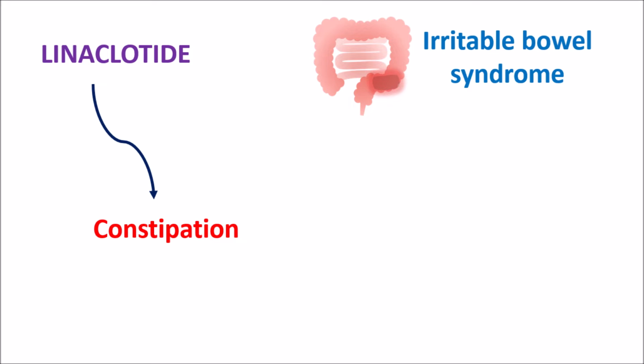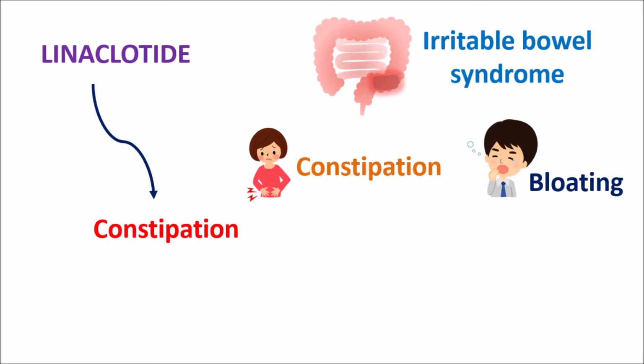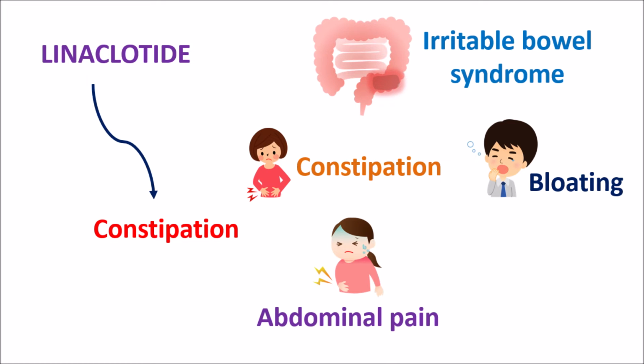IBS is associated with many symptoms including constipation, which can produce abdominal discomfort, and it is also associated with bloating, fullness of the stomach because of filling of gas within the stomach. Similarly, other symptoms like abdominal pain and flatulence can be observed with irritable bowel syndrome. Among these symptoms, constipation can be treated by linaclotide.